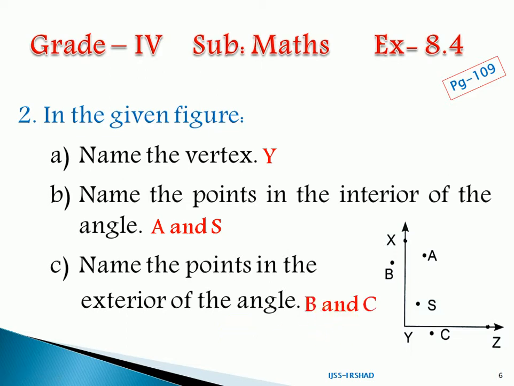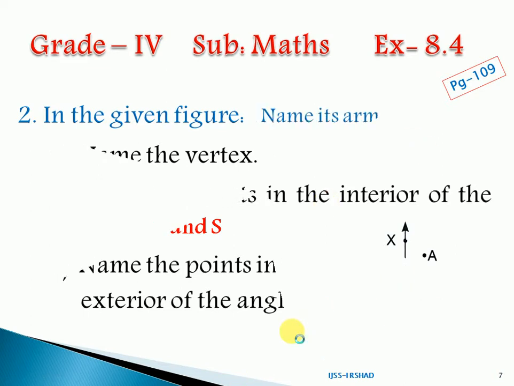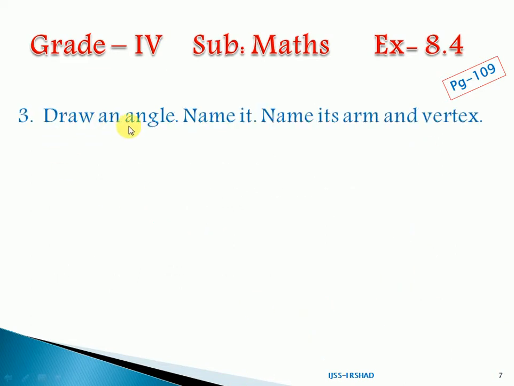Then we will move to question number 3. Question number 3 is: draw an angle, name it, name its arms and vertex. You will do this in your notebook. How will you get the idea how to draw an angle? First take a base line or ray like this, a base ray I have taken, and another ray will start from the end point of this ray. Like this you can draw from here till here.